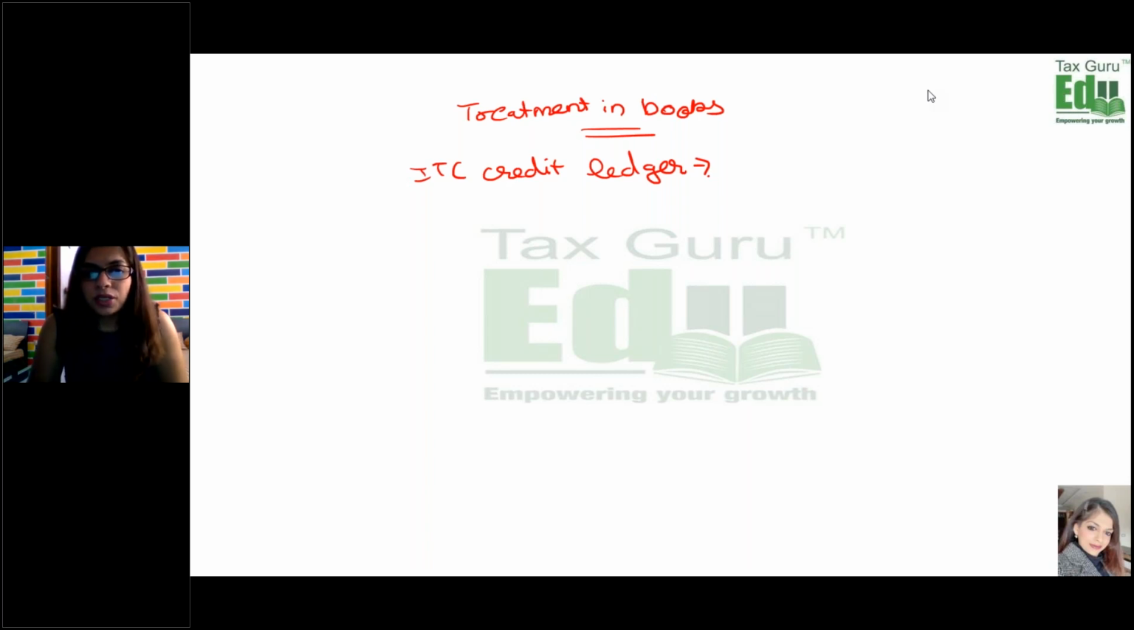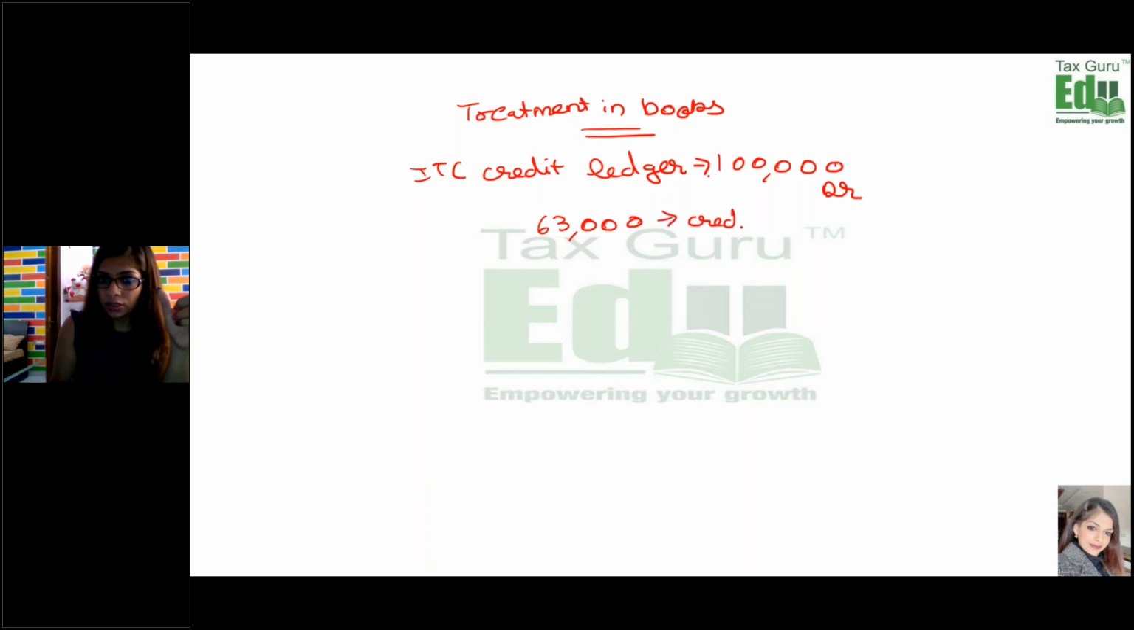So the treatment in books, when we are talking about the treatment in books, ITC credit ledger, you must be booking all the purchases. The purchases booked in the ITC credit ledger must be 1 lakh, right? So there is a debit balance of 1 lakh appearing in your books. Then as per rule 36.4, you are eligible to claim 63,000. Now what you will do, you will take the credit of 63,000 and you will transfer the balance 37,000 to the ineligible ITC ledger.